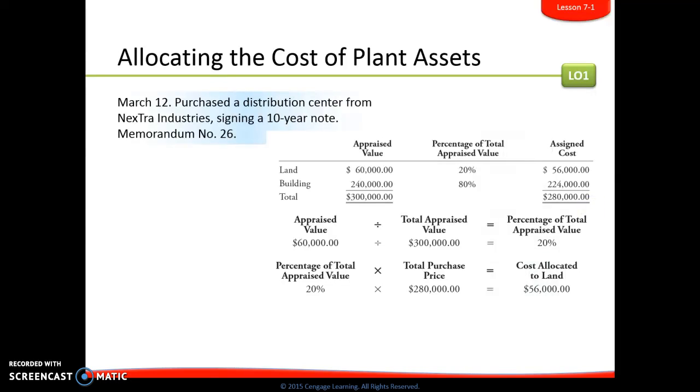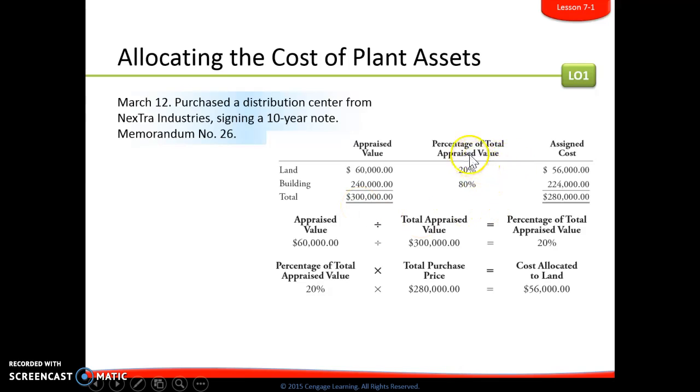Okay, allocating the cost of plant assets. So on March 12th, it says we purchased a distribution center from Nextra Industries, signing a 10-year note, memorandum number 26. So they're showing us a bunch of math here. So here what we're looking at is the appraised value of the land is $60,000. The building appraisal value is $240,000. So the total appraised value is $300,000.